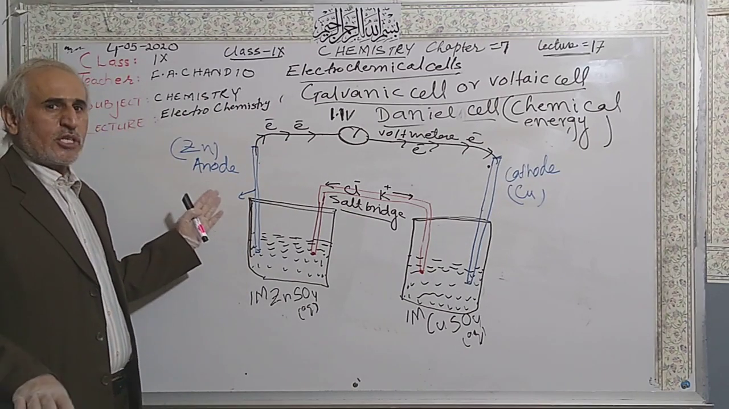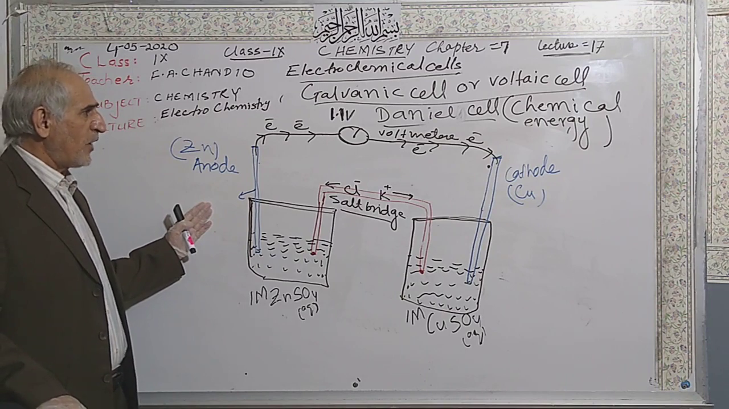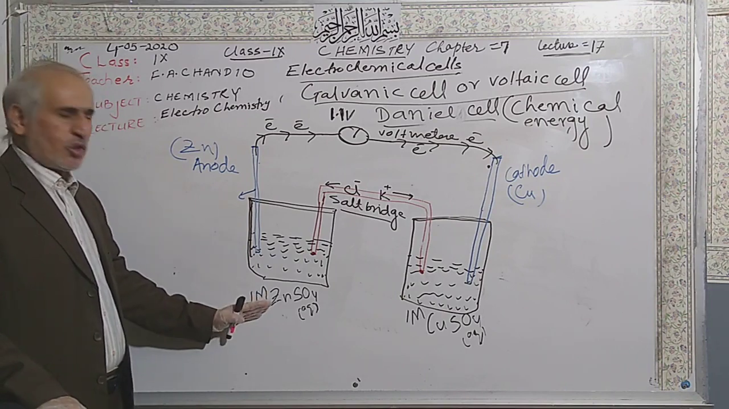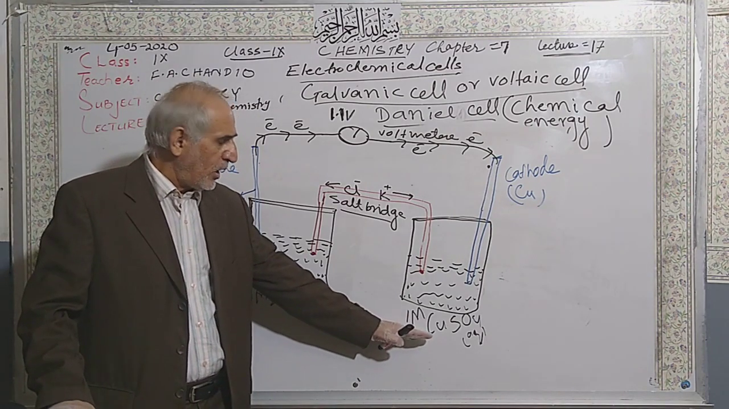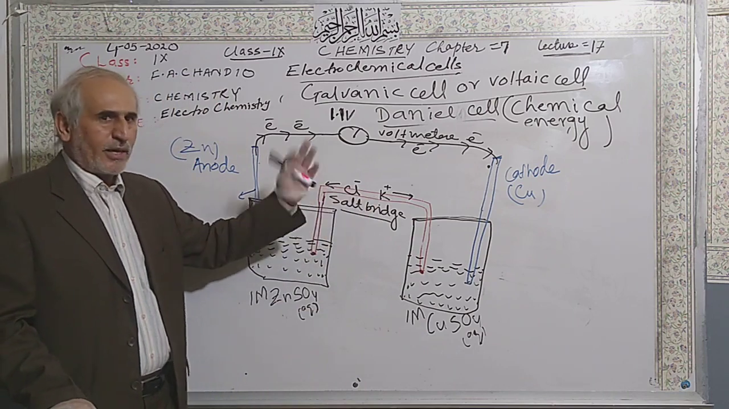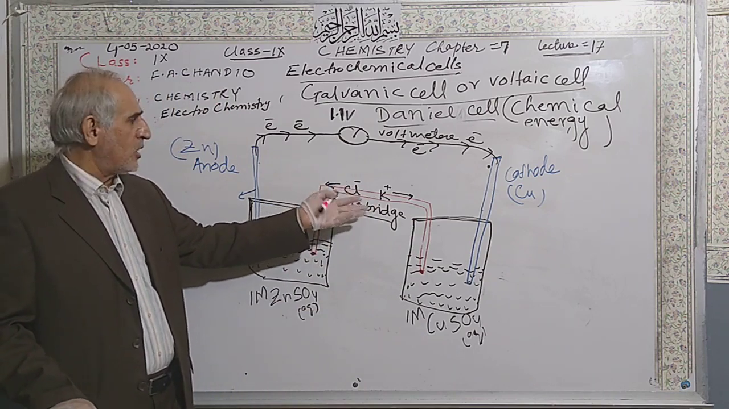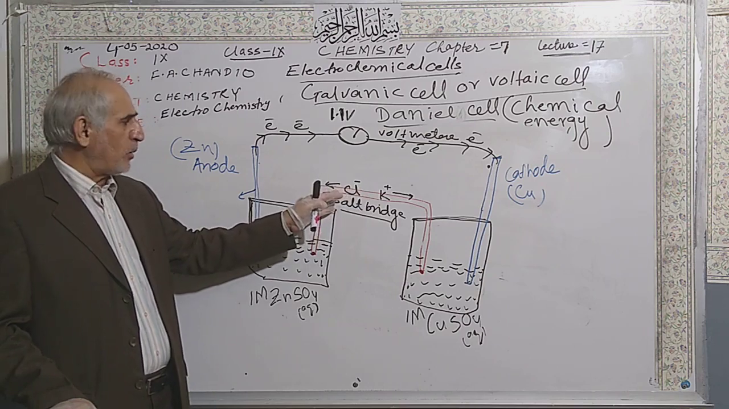Now please, you have to draw this very well. In your book there is a drawing in here. See very well. There is a 1 molar solution of zinc sulfate, a 1 molar solution of copper sulfate, and this is a salt bridge containing potassium. Potassium sulfate can be used there. Potassium chloride, electrolyte. So potassium ions and chloride ions are going to be formed.